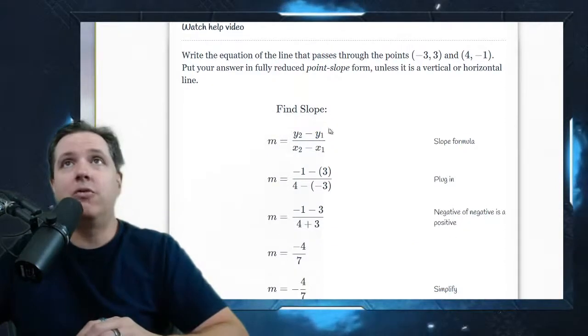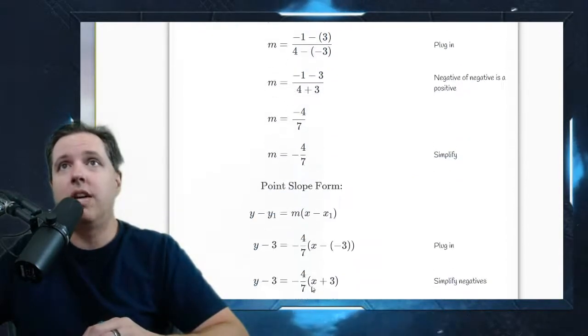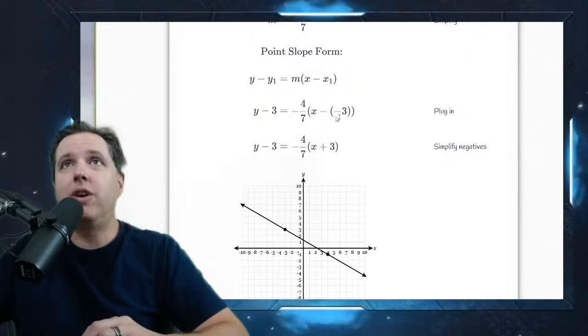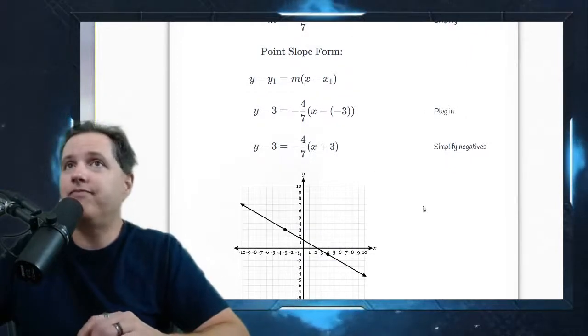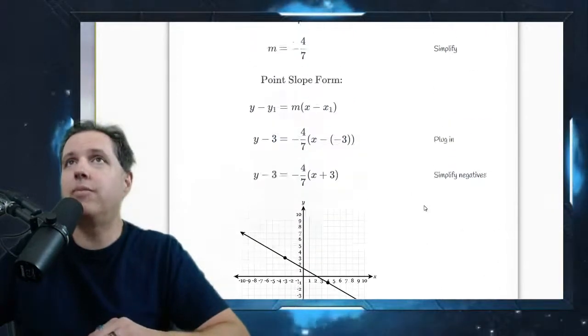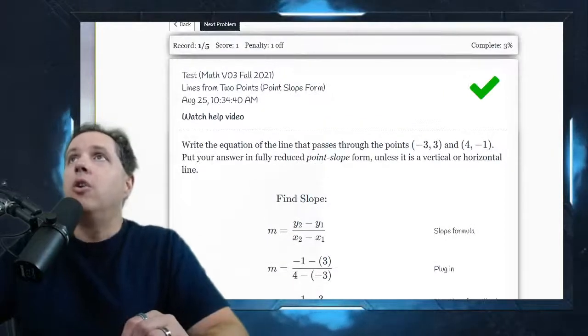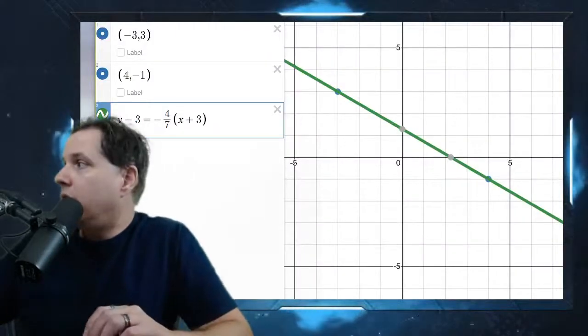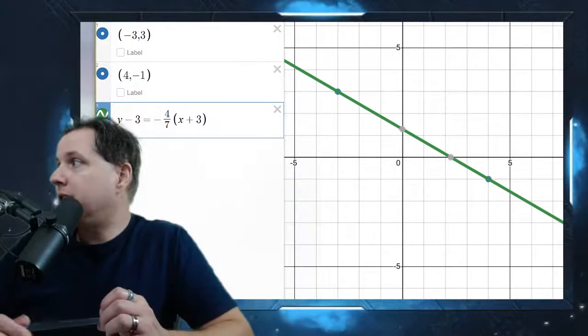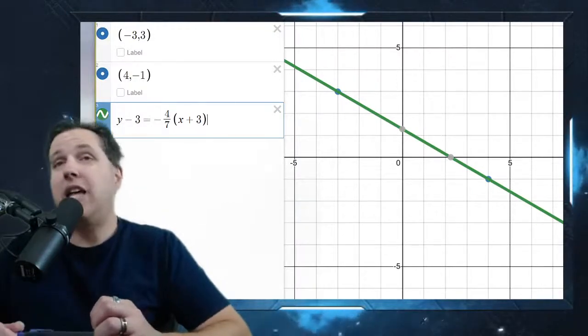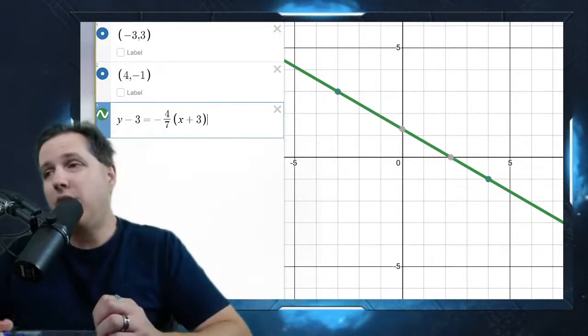Same thing I did. What did they do first? They found the slope to get negative 4/7. You plug the point in, you simplify. Right? That's what you do for that problem. Now, someone asked about that problem specifically. That's a great problem. You're likely to see it on an exam. Know how to do that problem.